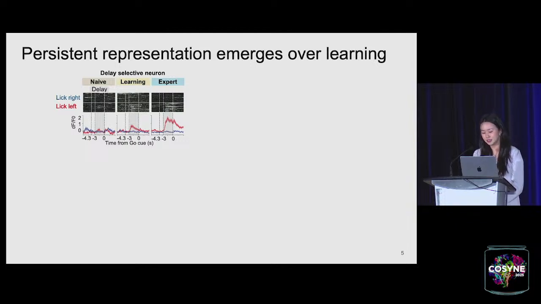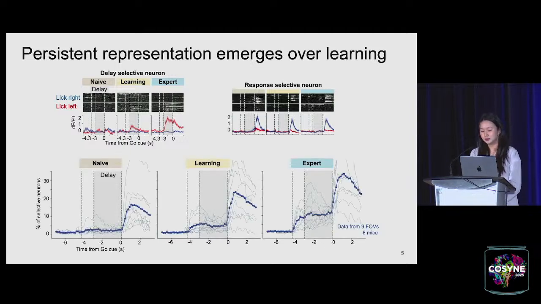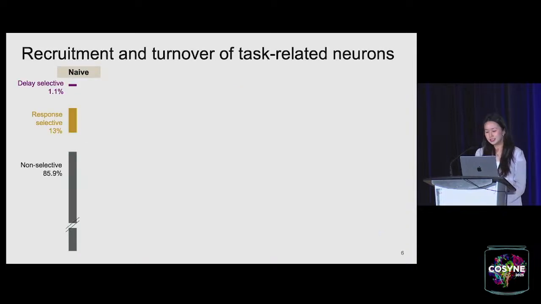For contrast, here is a second neuron that is trial-type selective in the response epoch. This selectivity is already present in the naive stage and is stable across learning. At the population level, we observe an overall increase in task-selective neurons, quantified here on the y-axis, but particularly during the delay period. So where do these selective neurons come from?